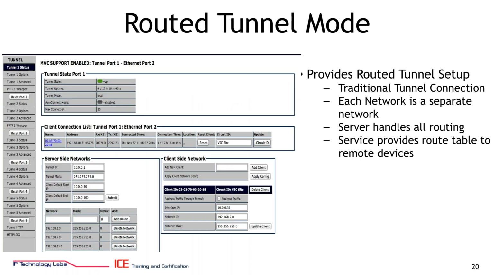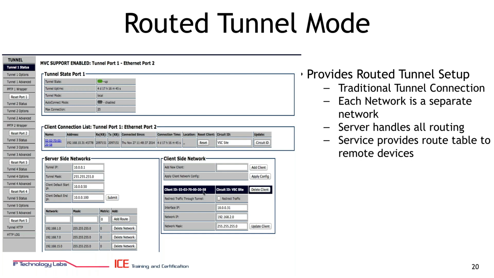Routed tunnel mode operates like a traditional routed connection. We've added some features that make it very easy to use. So on my server side, I can set up server-side networks. These are networks that live on the head office. When a remote device connects into this server, the server is going to pass to it 192.168.1, 192.168.7, 192.168.15 as head office networks. So when the remote device receives that information, it knows if anybody on its network is trying to reach 192.168.7.x, it should send that information through the tunnel because the server-side device understands how to access that information.